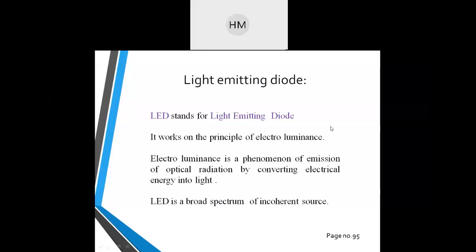LED, light emitting diode, we all know is based on the electroluminescence process. LED is a broad spectrum incoherent source. We have seen in the first class regarding sources, coherent and incoherent sources. So this is an incoherent source.